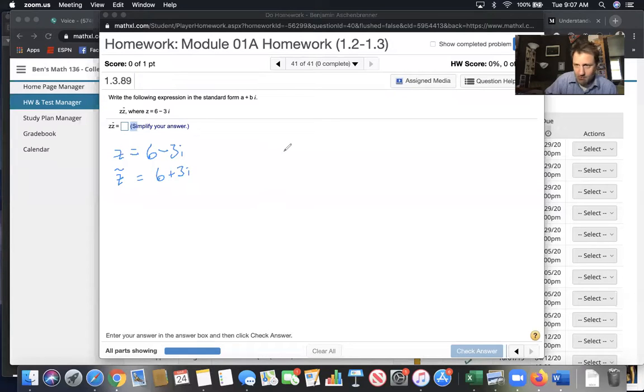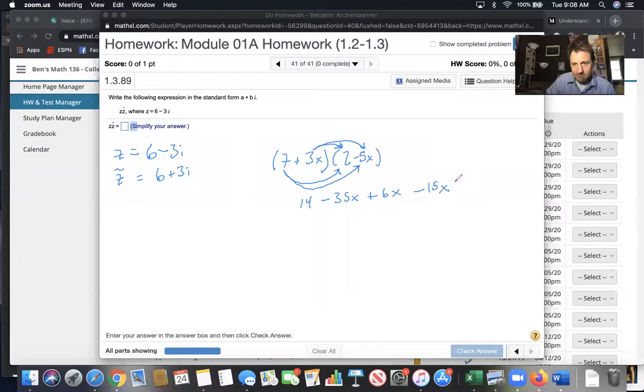Now, this takes us back to quadratics and binomials, because if I have 7 plus 3x and 2 minus 5x, to multiply this out, I need to make sure I FOIL and get everything connected. I prefer the little arrows to help me remember everybody needs to get multiplied by everybody else in the other parentheses, right? So I'm going to have 14, I'm going to have minus 35x, I'm going to have plus 6x, I'm going to have minus 15x squared.